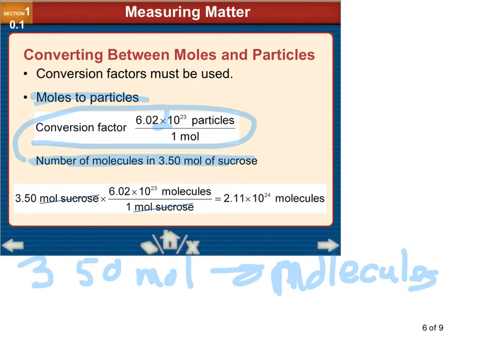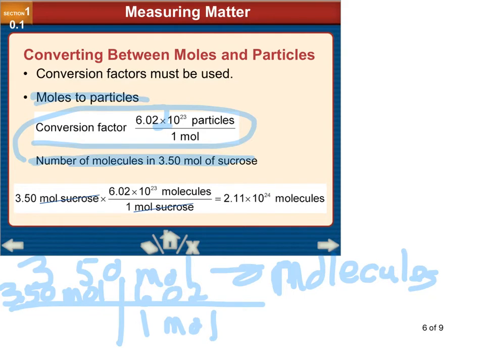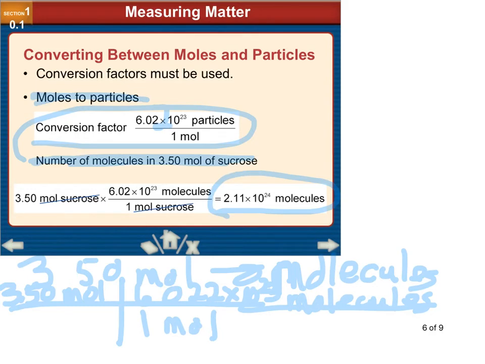Using my method that I usually show you, we would put the 3.50 moles in here, and then 1 mole is 6.022 times 10 to the 23rd molecules. With our little calculations, we get the proper number of sig figs: 2.11 times 10 to the 24th molecules.